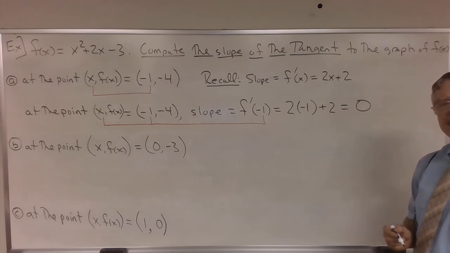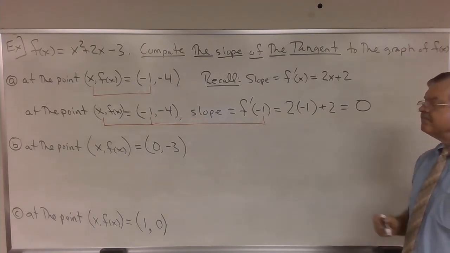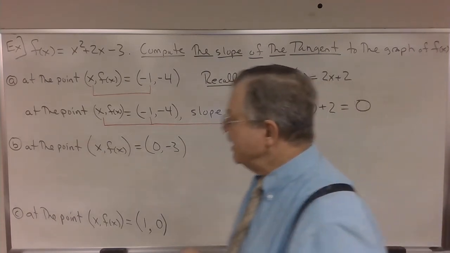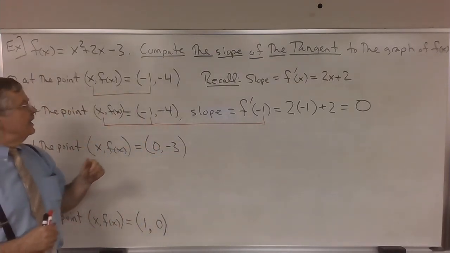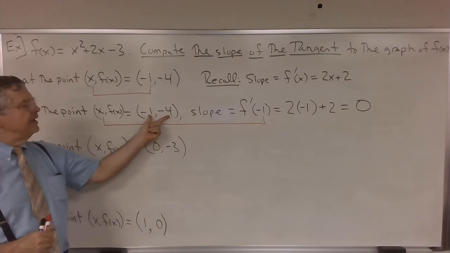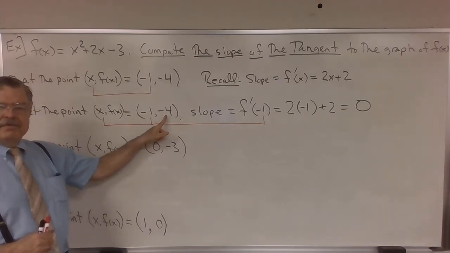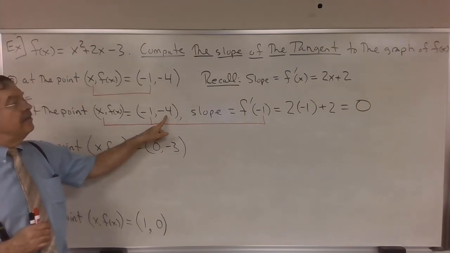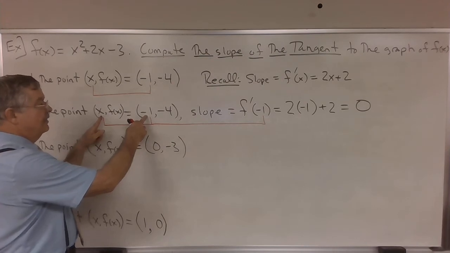We have a horizontal tangent right at that point. Now, we'll explore that in just a little bit. Notice something odd here. We have a point on the graph, -1, -4. And to compute the slope of the tangent, we didn't do anything with the y coordinate. The slope of the tangent was dependent only on the x coordinate.